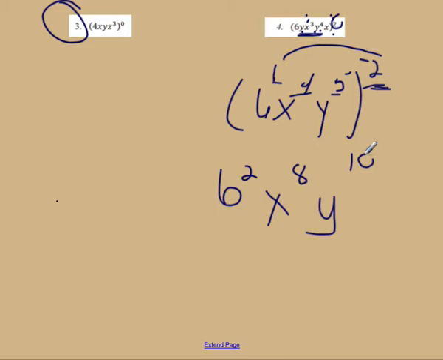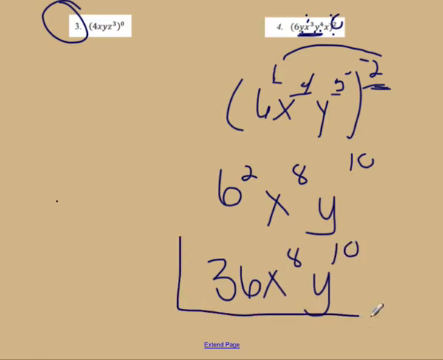So now I want to go ahead and add those two together. So now 6 squared is 36, and then I'm going to keep the rest of these the same. So this right here would be my final answer for number 4.